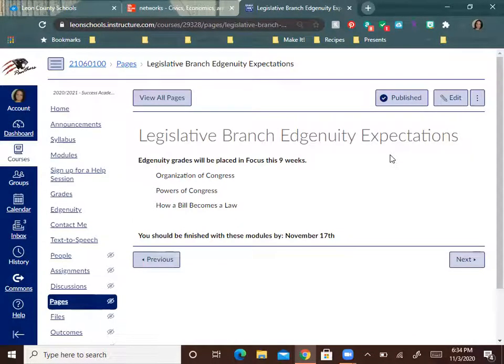This 9 weeks, I will be putting the Edgenuity grades into Focus instead of on Canvas because it was clogging up a lot of the Canvas grades. So this will just be easier for you and me to have the Edgenuity grades separate. My expectations for your Edgenuity for this unit are the organization of Congress, the powers of Congress, and how a bill becomes a law. You should be finished with these modules by November 17th. So I give you a due date for those.